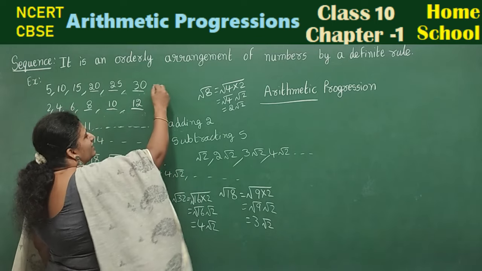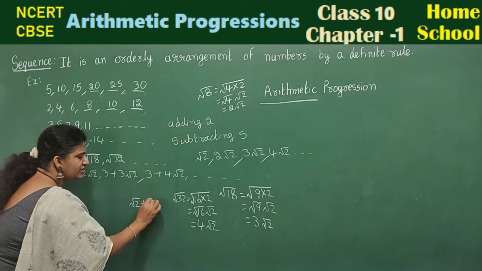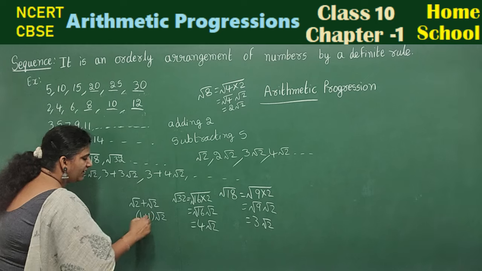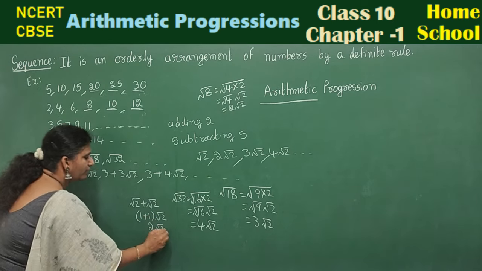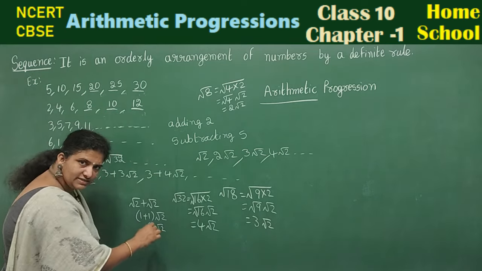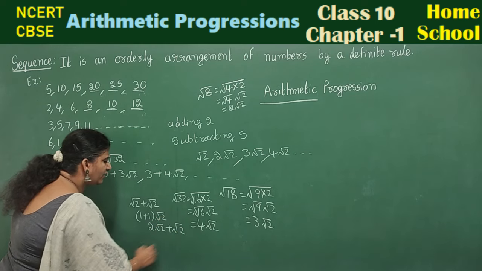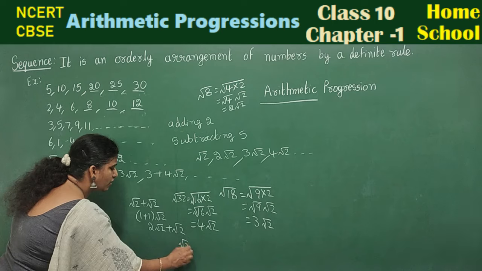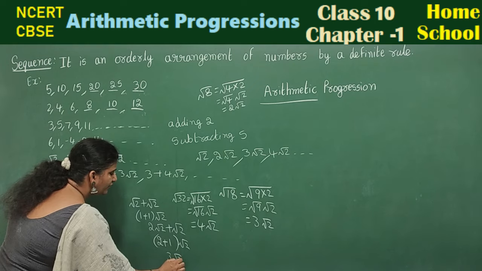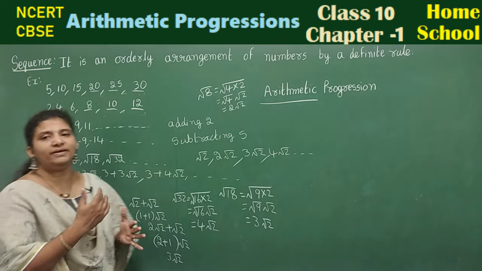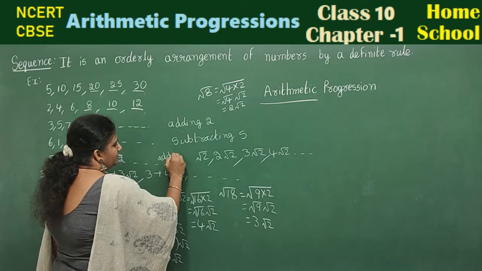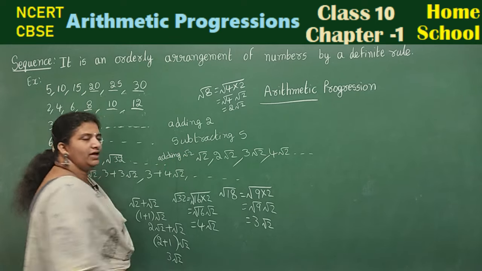So try to understand here carefully. Root 2 plus root 2. In these two, root 2 is common. Take the surd this side: 1 plus 1 will be 2 root 2. Okay. The next number, how do you get it? For this, again add root 2. Just check it out. Again in these two, root 2 is common. Take out the common: 2 plus 1 will be 3 root 2. So what is the rule behind the sequence? Adding root 2 for every number.